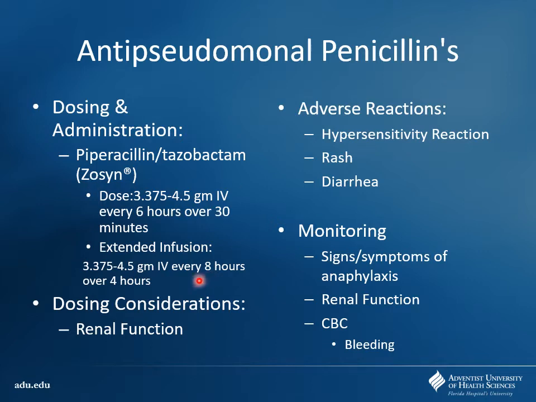Which actually is kind of cool. Nowadays, we're doing more extended infusions. Instead of giving the drug, say, every 6 hours as maybe a half-hour infusion, where you get a high peak but then it drops down pretty quickly, we'll give it over a 4-hour period. So again, we can get a nice longer plateau above the MIC and then drop it down, right?